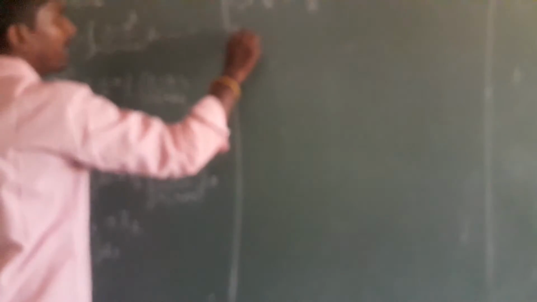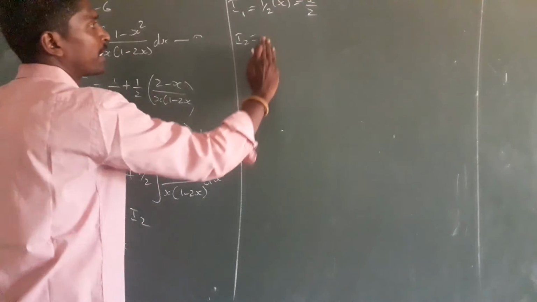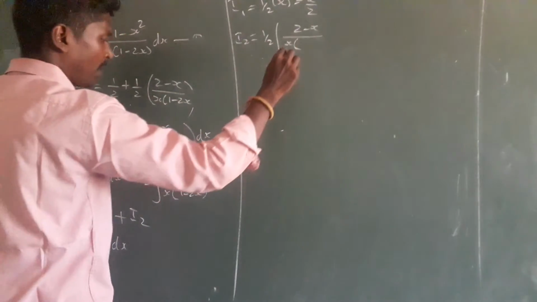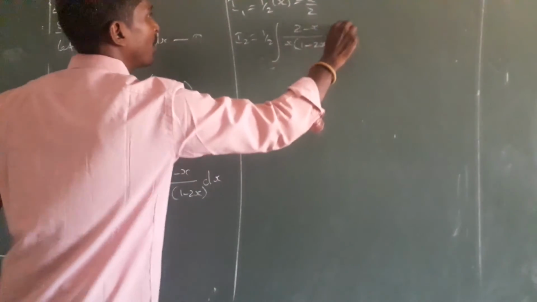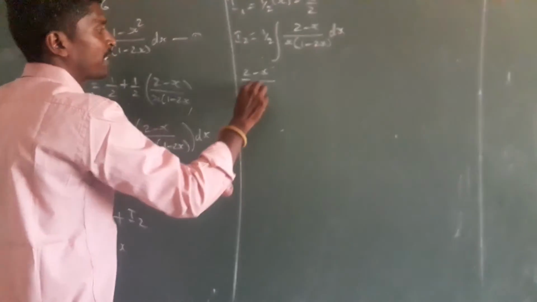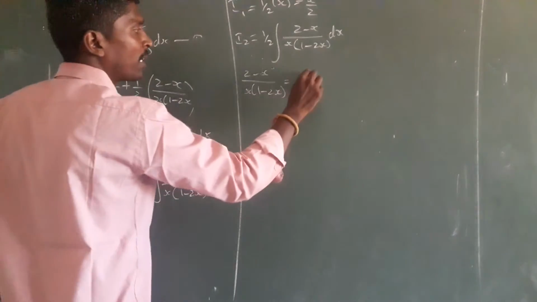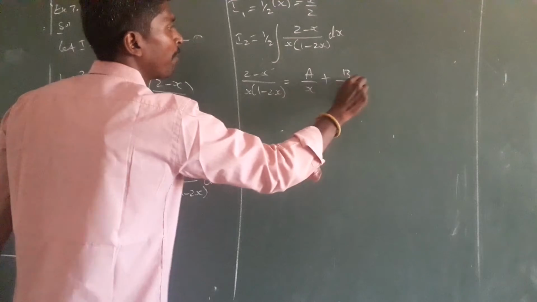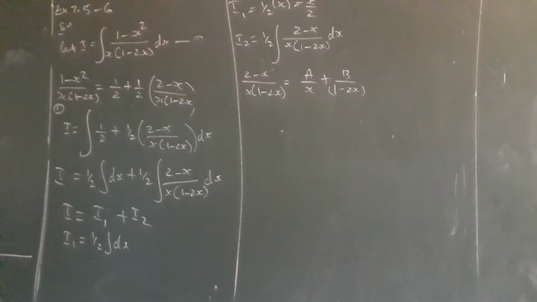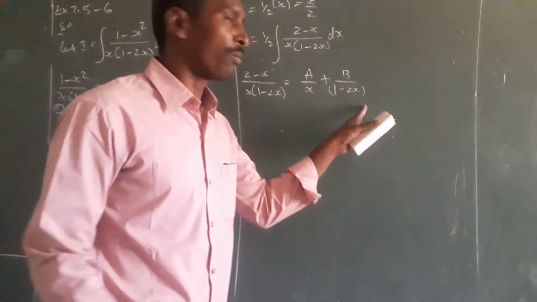So I2 we have still 1 by 2 into integral of (2 minus x) by x into (1 minus 2x) into dx. We have numerator and denominator values. Then how to separate the term? (2 minus x) by x into (1 minus 2x) equal to a by x plus b by (1 minus 2x). Clear? Now separate the term. So a by x and b by 1 minus 2x.